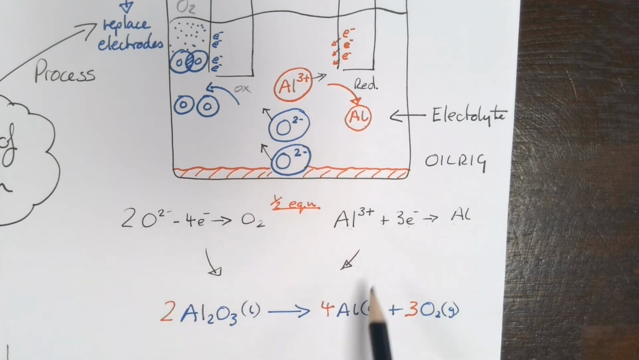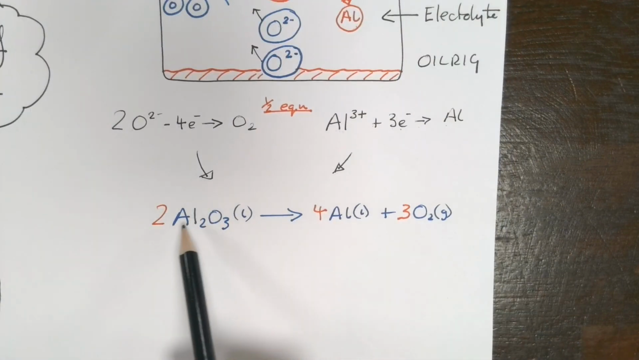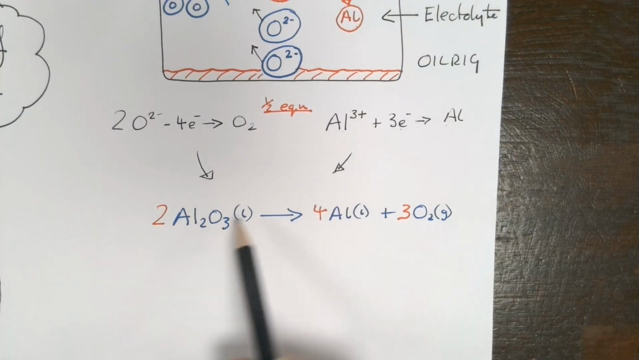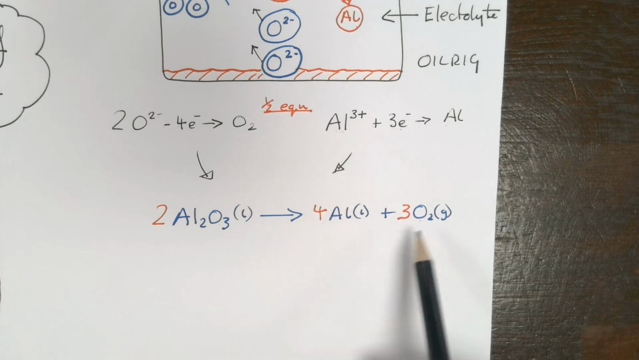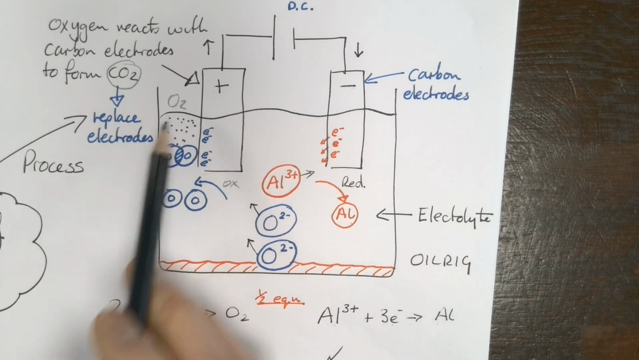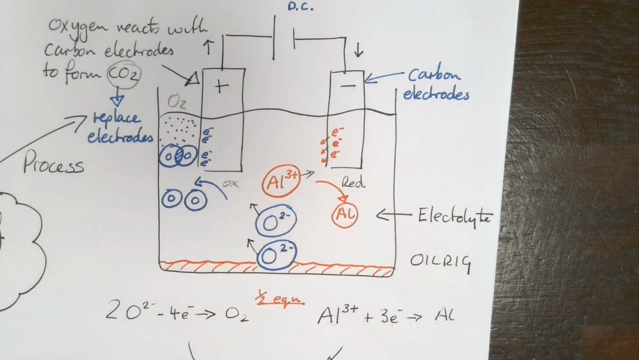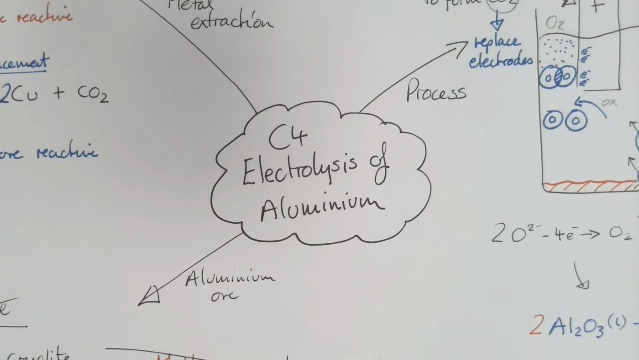If you put the 2 whole things together and get rid of what happens with all of the electrons, we're simply left with the idea that the aluminium and the oxide form aluminium metal and oxygen gas. This doesn't make reference to the fact that some of the oxygen combines with the carbon electrodes to form carbon dioxide. Okay, right, that's your overview of the C4 topic. Hopefully that gives you enough to go through your notes and complete any of the lesson questions. Thanks very much.